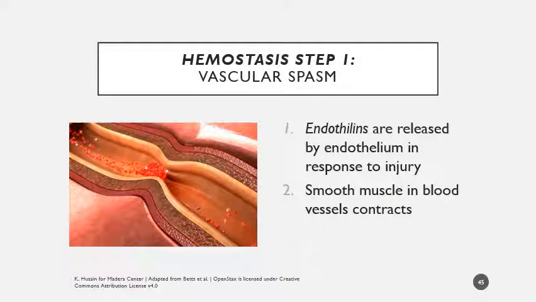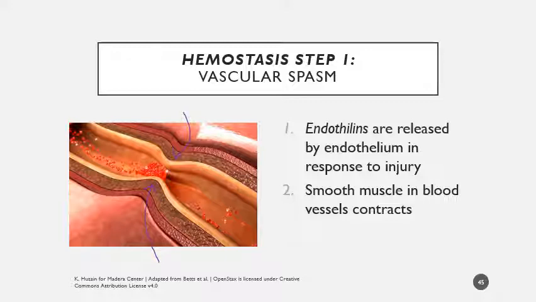So again, walking through those individual steps, the first one is hemostasis. Step 1 is vascular spasm. That's what you see in this image. So we see the muscle contracting. This is the spasm where you have that narrowing of the blood vessel, of the vasculature.